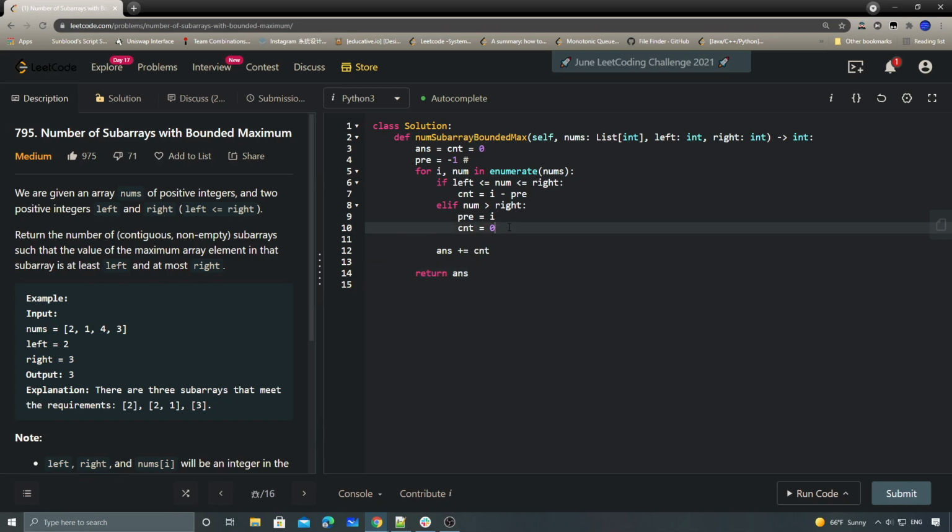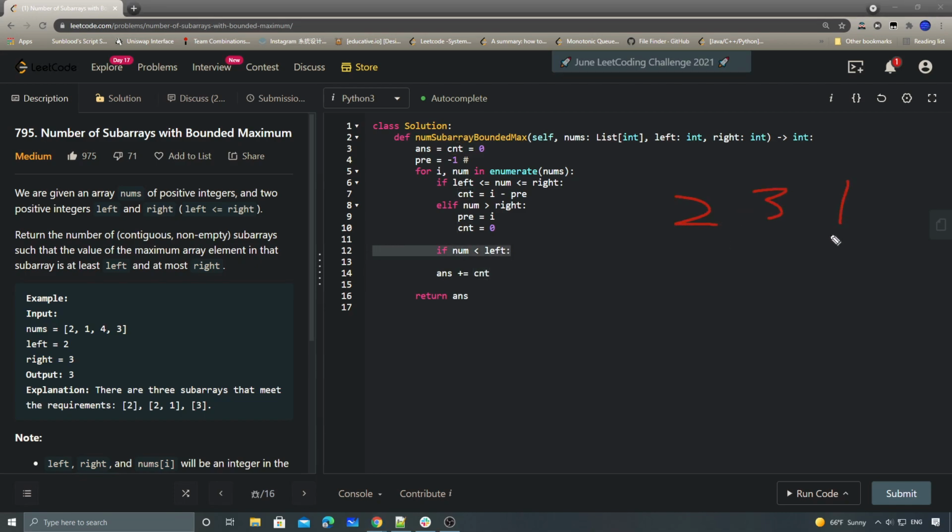Right here, actually, there's a hidden case. Not hidden, but basically if the number is smaller than left, this is the third case. For this one, we don't need to do anything. In this case we'll simply use the previous count to accumulate to the final answer, for the case of 2, 3, and 1. The count is still 2. That's why we have 1 plus 2 plus 2.